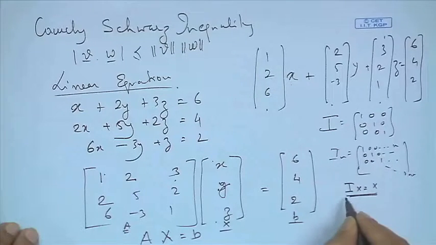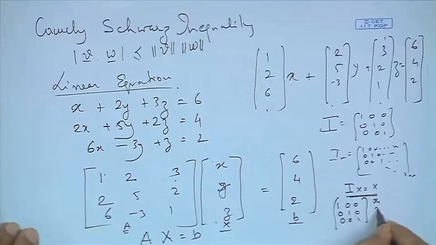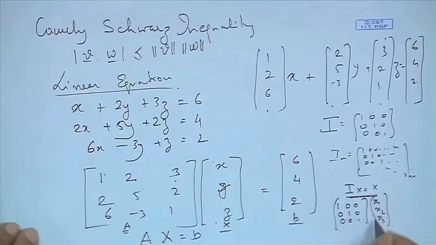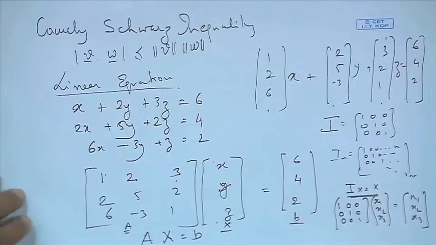This is a very important result. So basically you can clearly see 1, 0, 0, 0, 1, 0, 0, 0, 1 times x1, x2, x3. What would you get? x1. If you look at the second row, 0 times x1, 1 times x2, 0 times x3, x2. Third row, 0 times x1, 0 times x2, 1 times x3, x3. So basically Ix is equal to x. This is again a standard result.